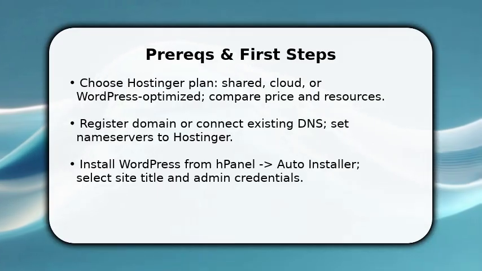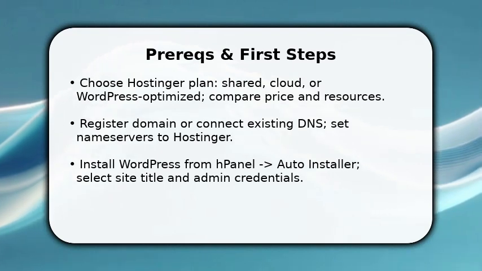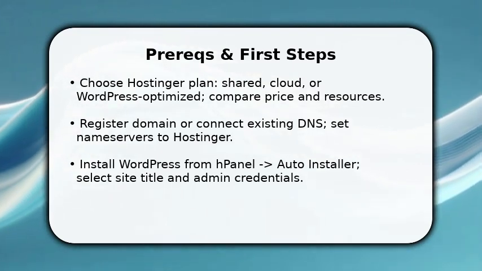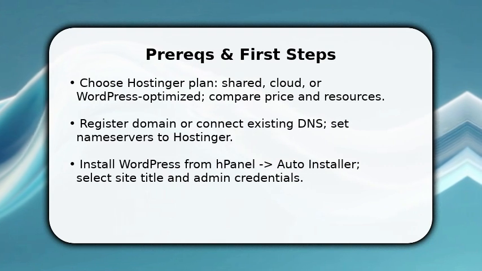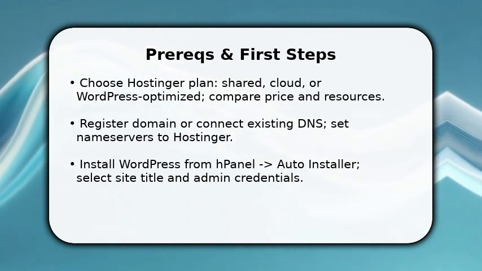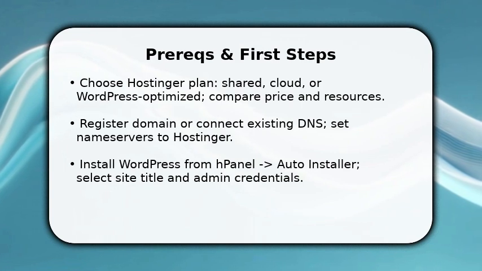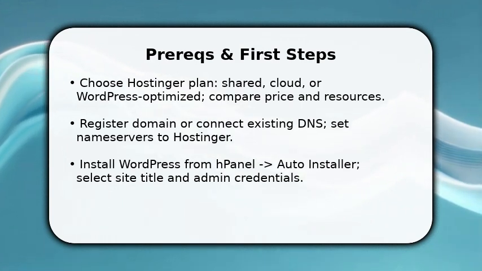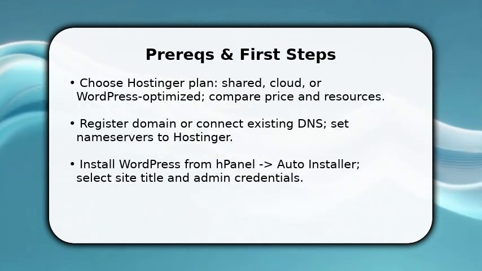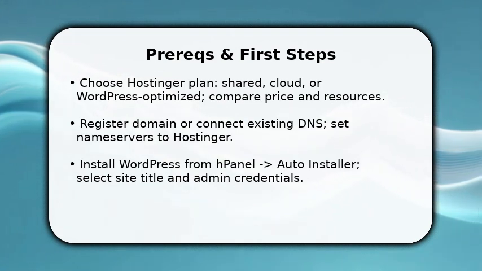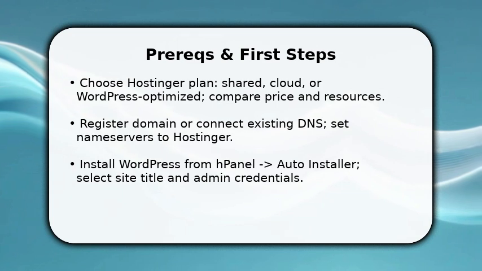You'll begin by confirming essentials so you can act immediately. Pick a Hostinger plan that fits traffic and budget, then register or point your domain. Once done, log into hPanel and use Auto Installer to install WordPress. This creates your database and admin user automatically. Make strong admin credentials and save them.